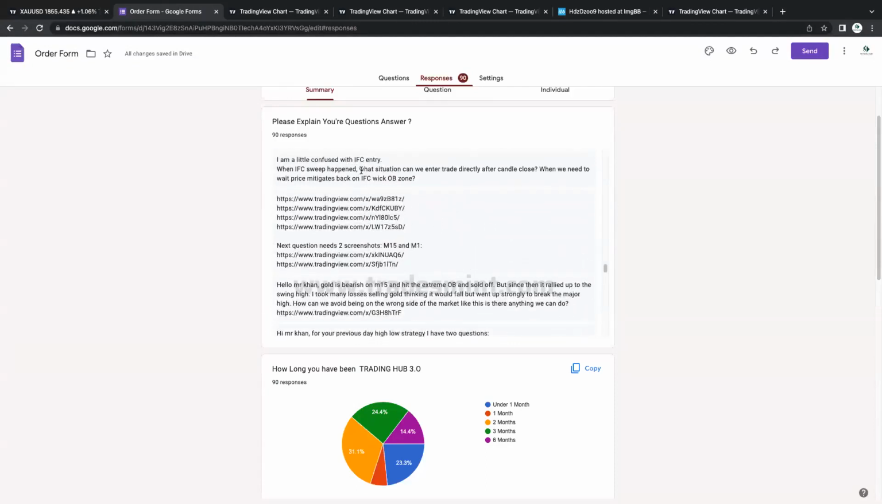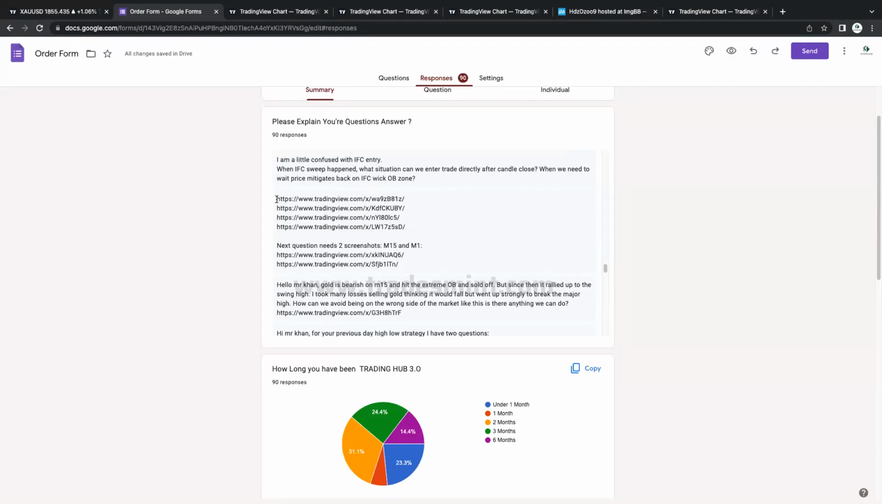I'm little confused with the IFC entry. If price if they happen, then we can enter directly after candle close. Yes, sir. Which candle taken out the liquidity, you can enter directly. Market mitigate them and you can direct enter.